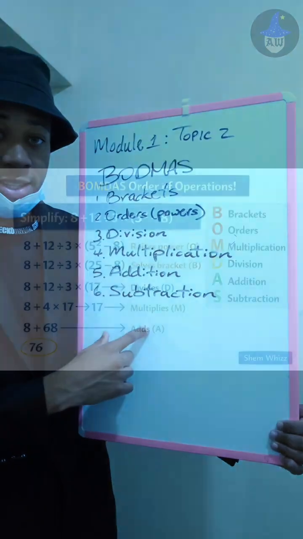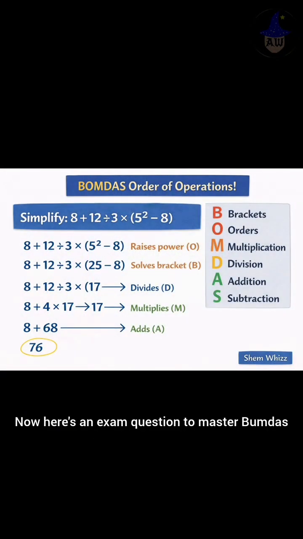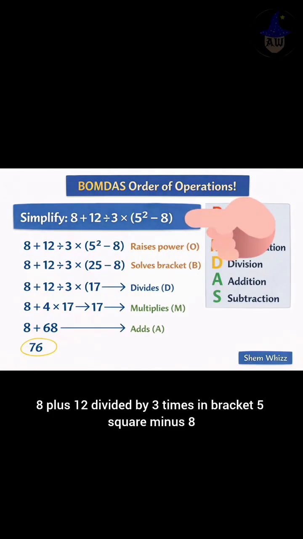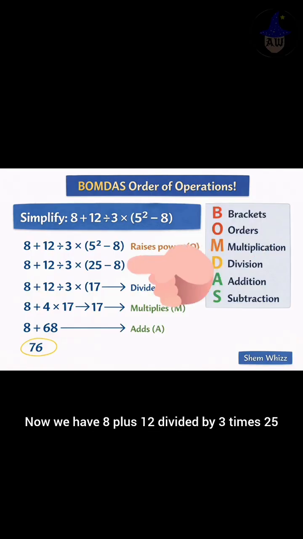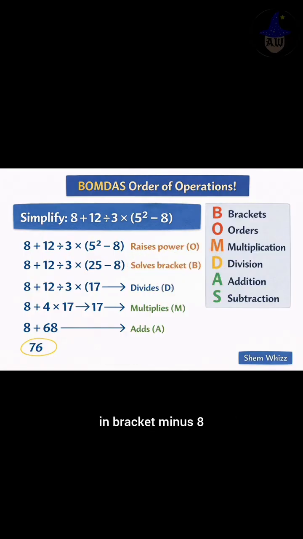Leave that for last. Now here's an exam question to master BODMAS. Simplify. 8 plus 12 divided by 3 times, in bracket, 5 squared minus 8. First, you do the order inside the bracket. So 5 times 5 is equal to 25. Now we have 8 plus 12 divided by 3 times 25 in bracket minus 8. Solve inside the bracket. 25 minus 8 is 17.